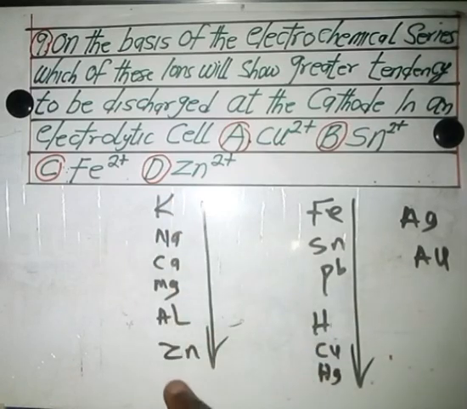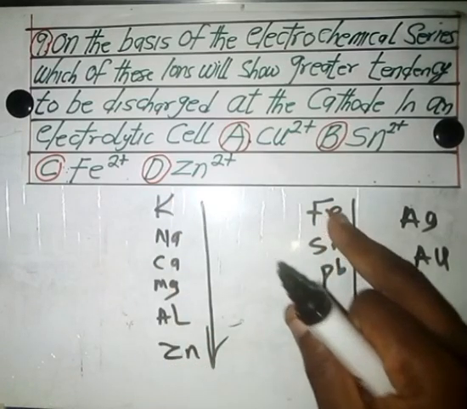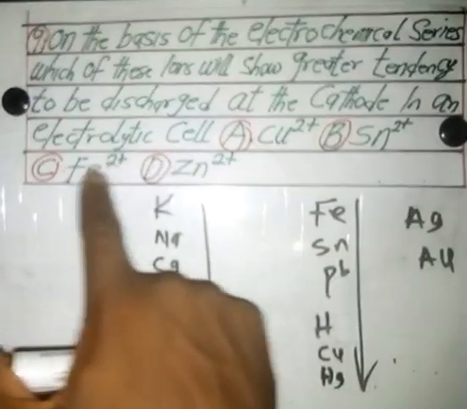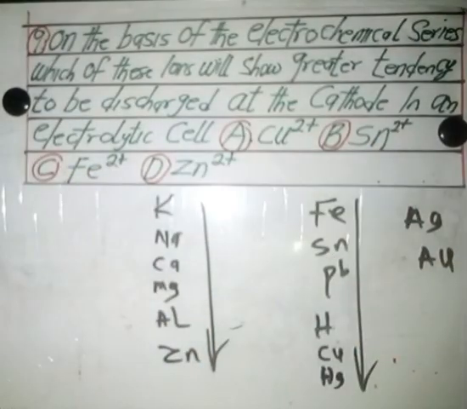So I just continued from zinc. I just continued like that. Otherwise, I would have written everything under. So just know that the further down the group, the further down the series you go, the easier it is to be discharged. And from what we are given here, you look for the one that is further down.